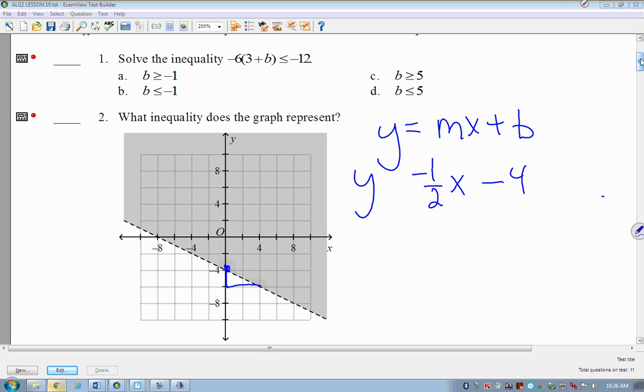Now the question is, is my shaded region greater than my line or less than my line? All right, so he says greater than. Is there a way to test? What if I'm not sure? What if we get some crazy looking graphs here where it's hard to tell if it's greater than or less than? Is there a way to test? How?